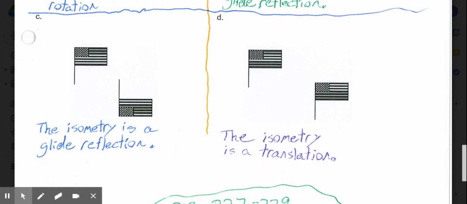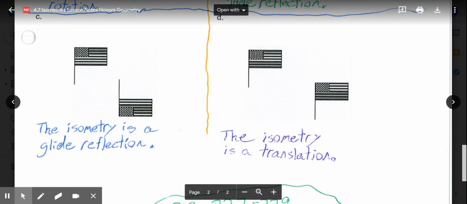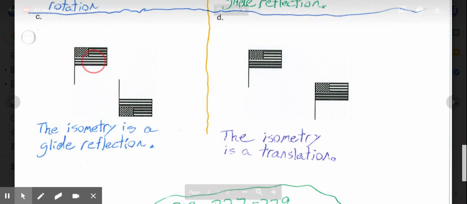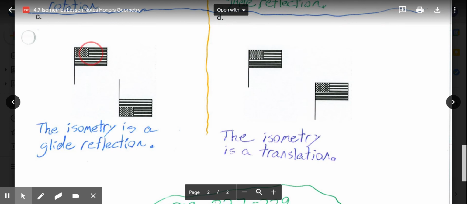In C, this one's kind of easy to tell because if it was, again, just a slide, the flag would be still on the top. If it was just a rotate or just a reflection, it'd be right down here. And if it's a rotation, the flag would be facing out to the left. So this is a flip. So flip down and then a slide over. So a flip and a slide makes this a glide reflection.